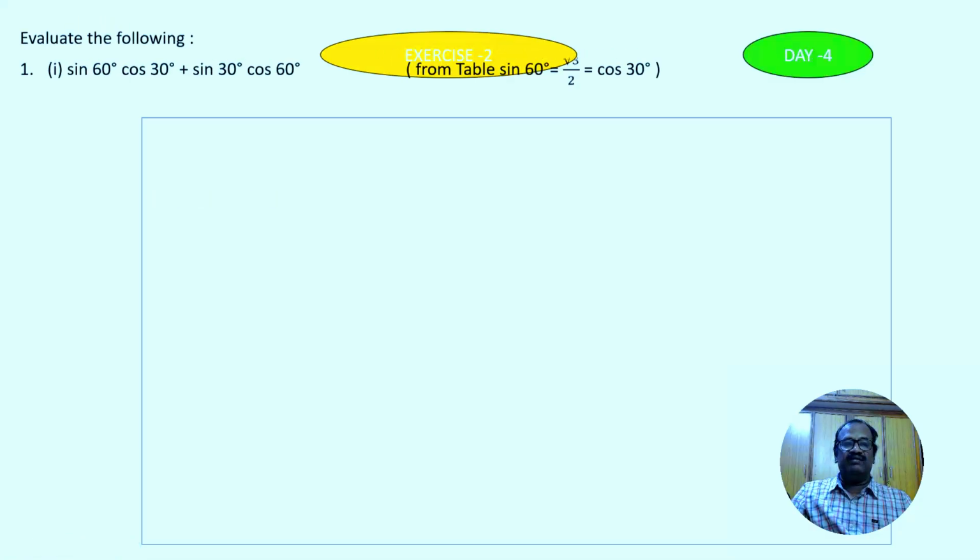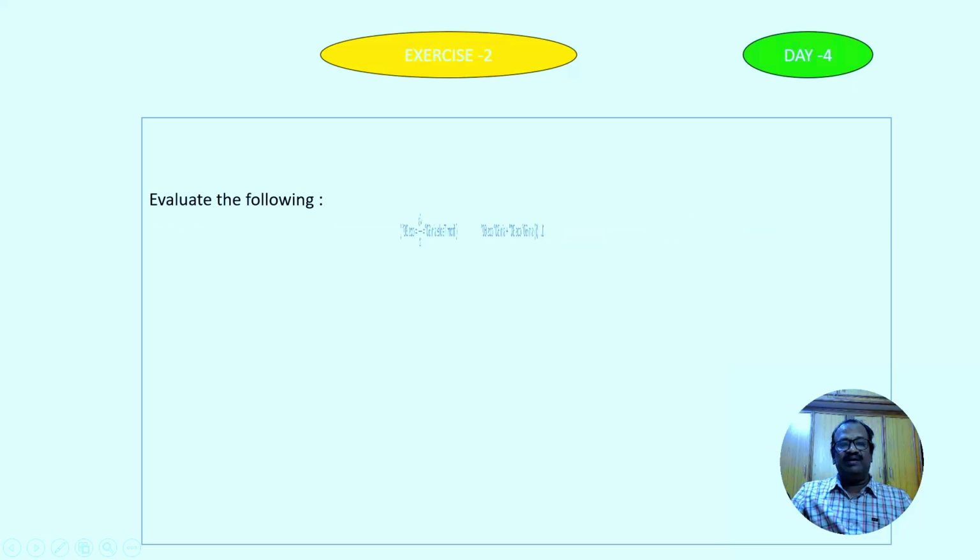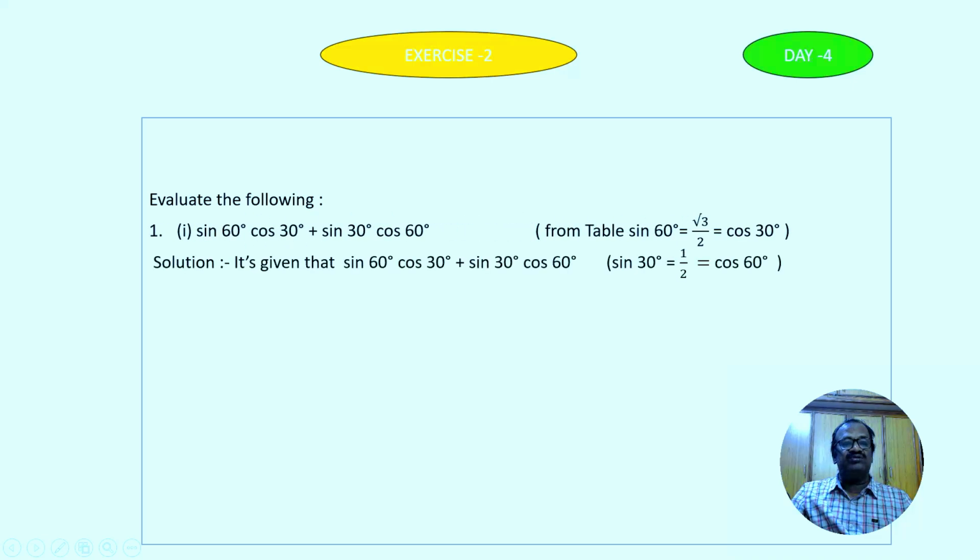The next one is the second exercise. Therefore, exercise number 2, the first problem. Evaluate the following. Number 1 is sin 60 cos 30 plus sin 30 cos 60. From the table, we can evaluate that sin 60 is equal to root 3 by 2, and cos 30 is also root 3 by 2. Now simply we are substituting those values.